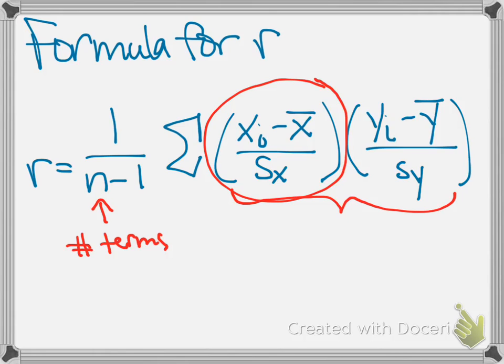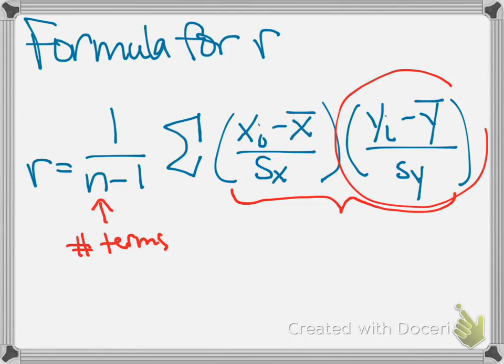x sub i, right here, is just each of your individual x values from your data set. x bar, of course, is the average or the mean of those values. And s sub x is, of course, the standard deviation of those x values. So this should look a little bit like our z-score formula. Remember, that was each of our x values minus the mean divided by the standard deviation. We've got the same form here. So that's what that first factor is with the x's.